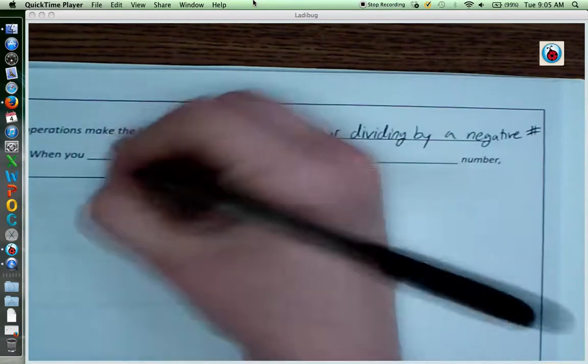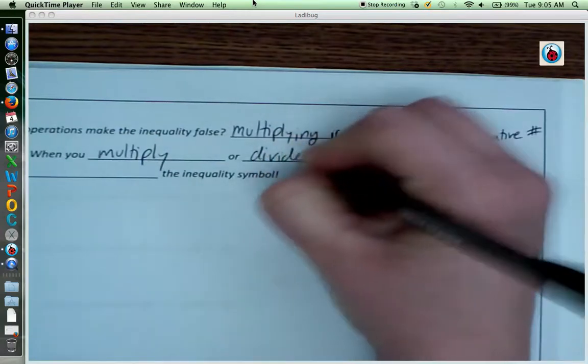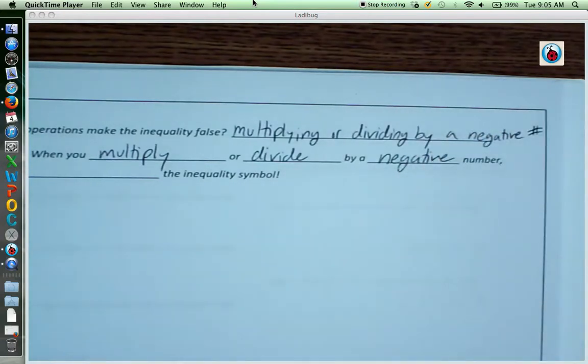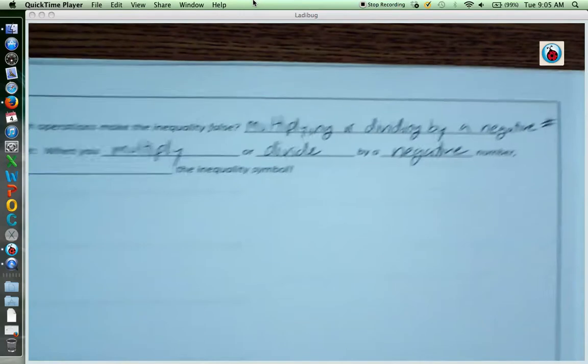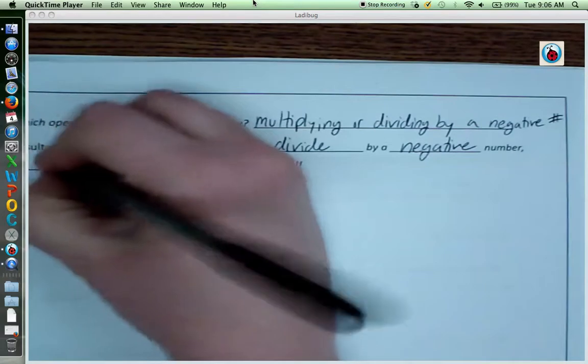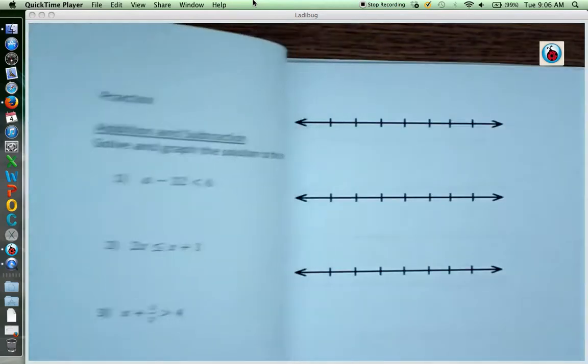So our result is: when you multiply or divide by a negative number, and only a negative number, the other positive numbers don't have this problem, only negative numbers, switch the inequality symbol. And then you'll be back on track. And in fact, I'll show you one example of that. That's on the next page.